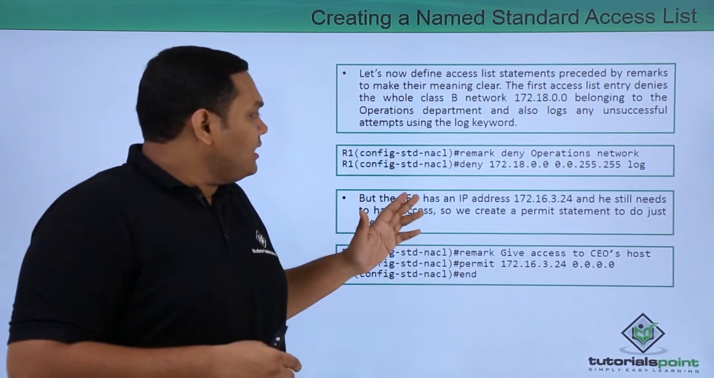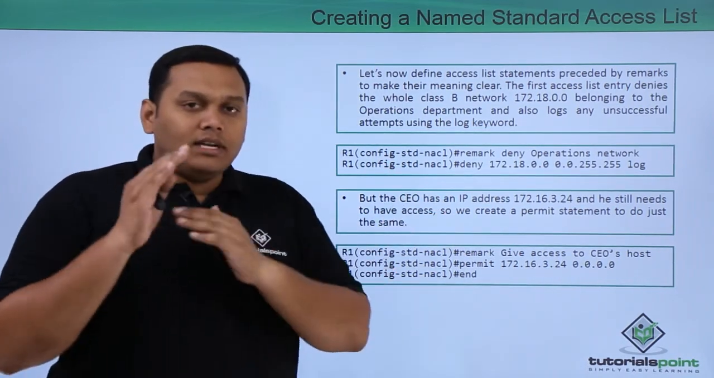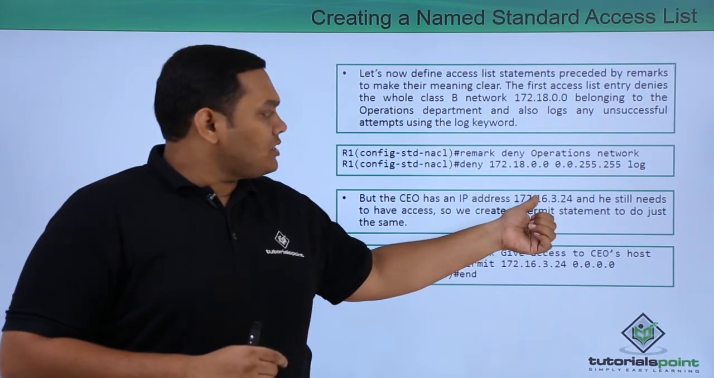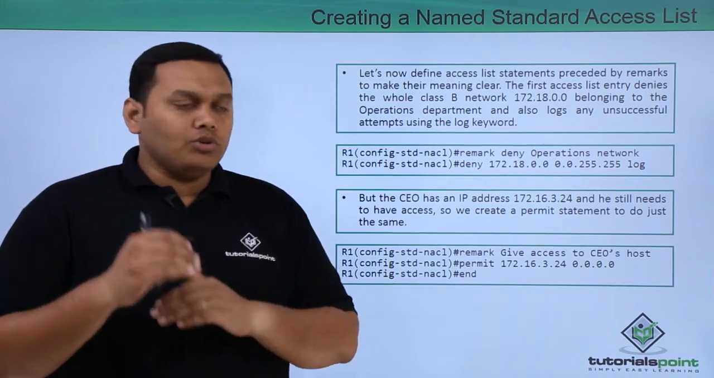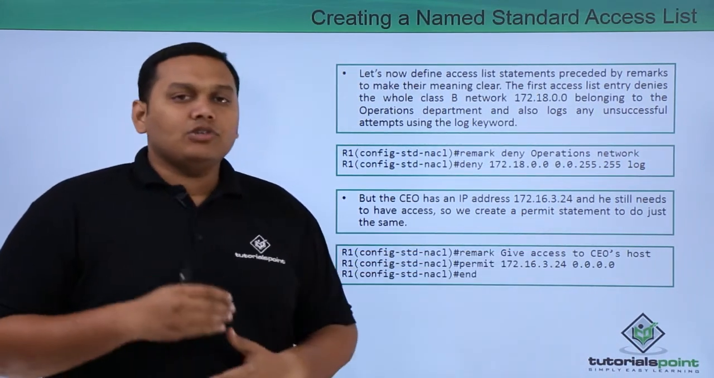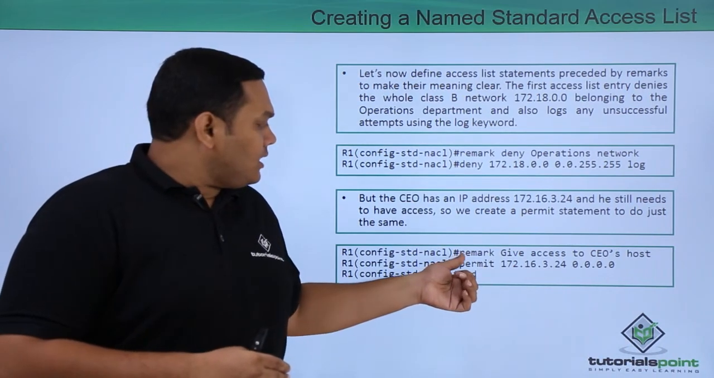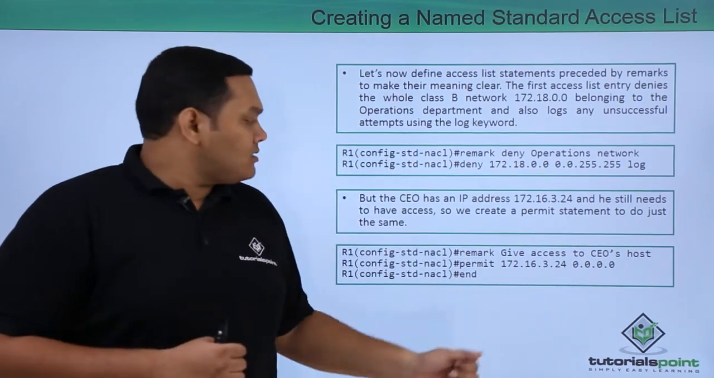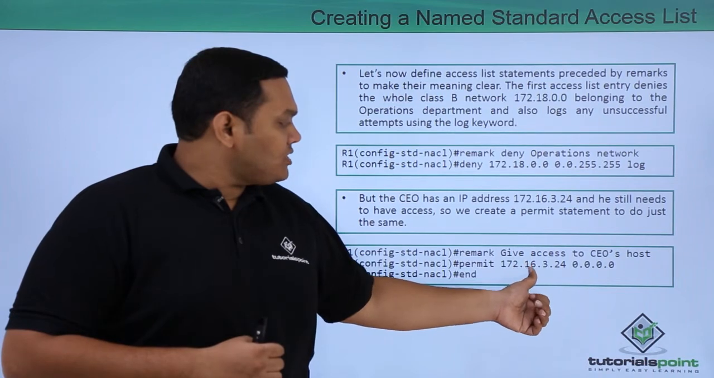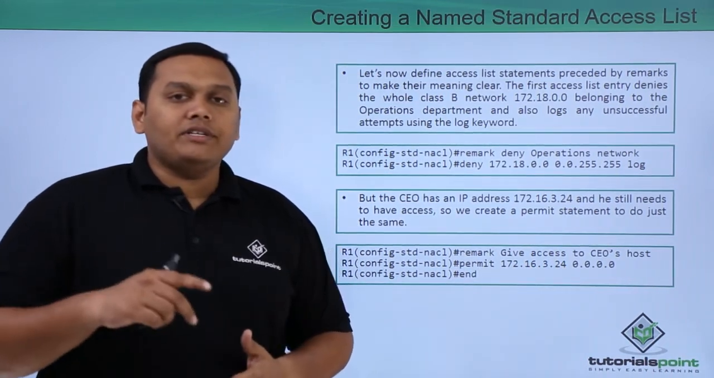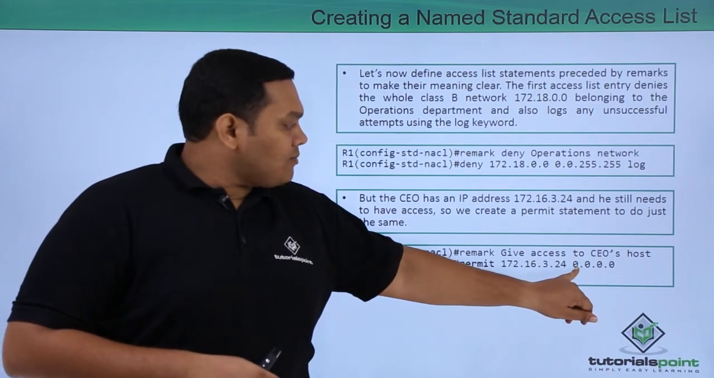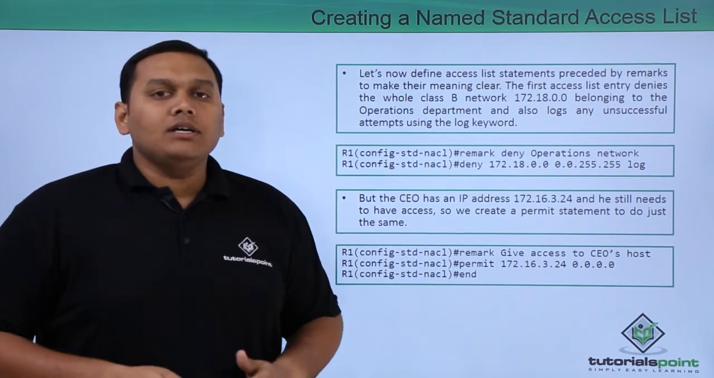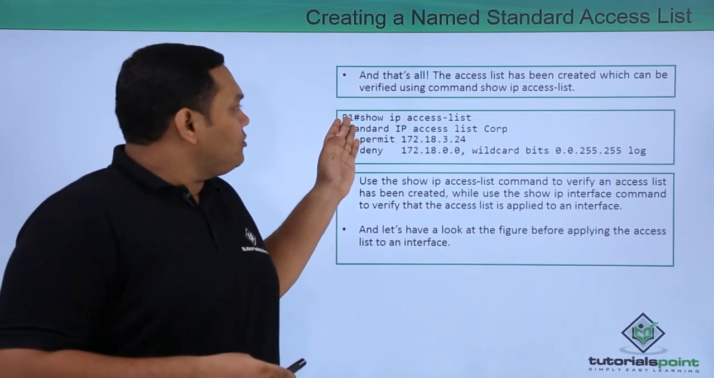After that, only the CEO has to access the router. The IP address 172.16.3.24 is the CEO's host, so he still needs access, and we have to create a permit statement here. Given as a remark, give access to CEO's host. The host address is 172.16.3.24, with all the bits taken into consideration. We have given the wildcard mask 0.0.0.0, so it will create access only to the CEO's host.